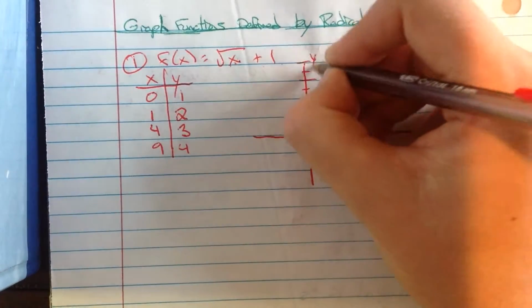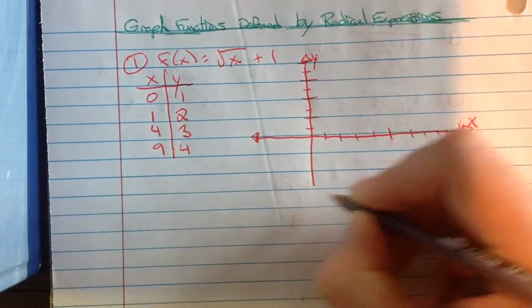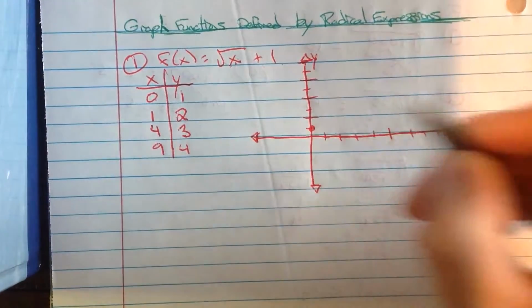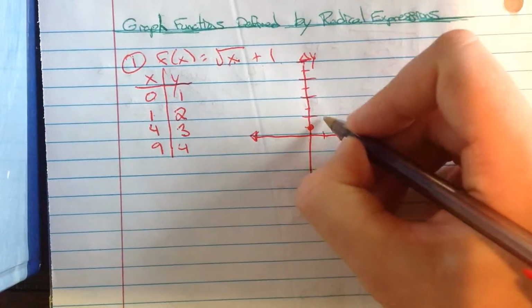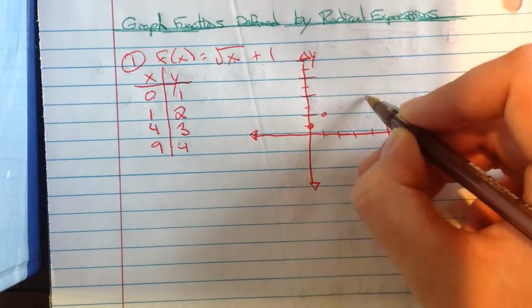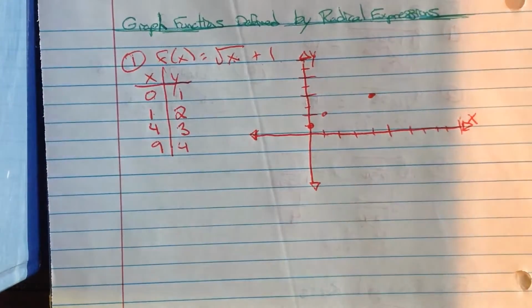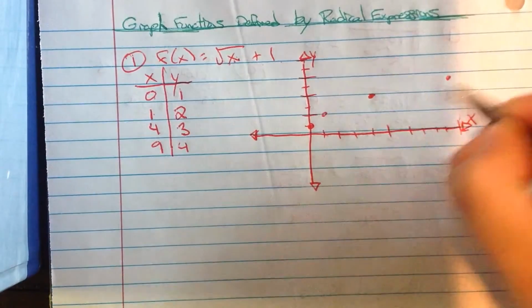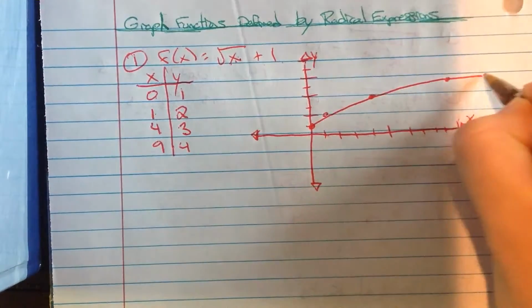We have this x, y. And so first off, I put in 0, I get 1. If I put in 1, I get 2. If I put in 4, I get 3. If I put in 9, I get 4. So the function does something like this.